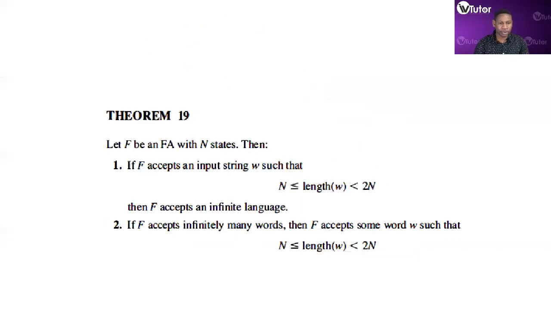Let's come back to this decidable one and say, let F be a finite automata with n states. If F accepts an input string W such that the length of the word W is between n, the number of states, and less than 2n, then F accepts an infinite language. We can say if F accepts infinitely many words, then F accepts some words of length between the number of states and twice the number of states.